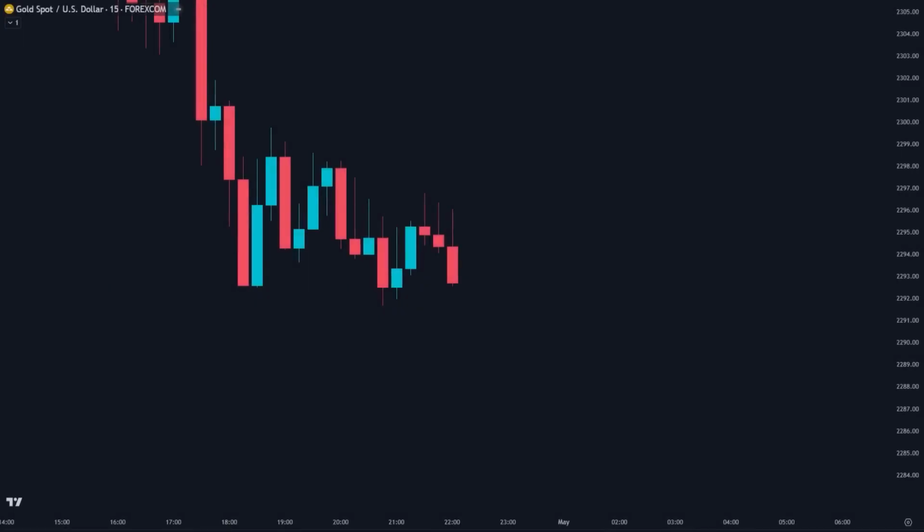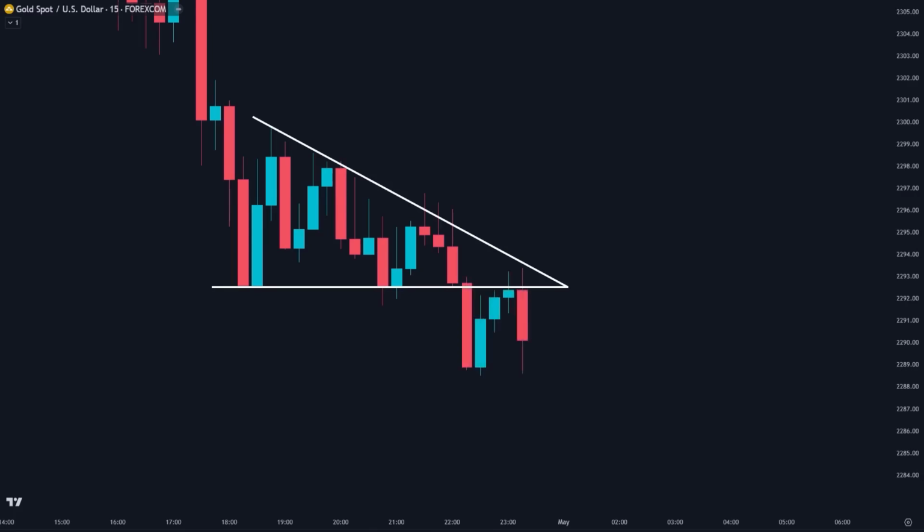Here on the gold 15-minute chart, we have a moving downtrend. We can identify a descending triangle pattern as the price is trapped inside the trend line and support area range. So we have a fight between the buyers and sellers. Now, we can see that the price has clearly broken the support to the downside, which shows the bearish momentum and signals the bearish continuation.